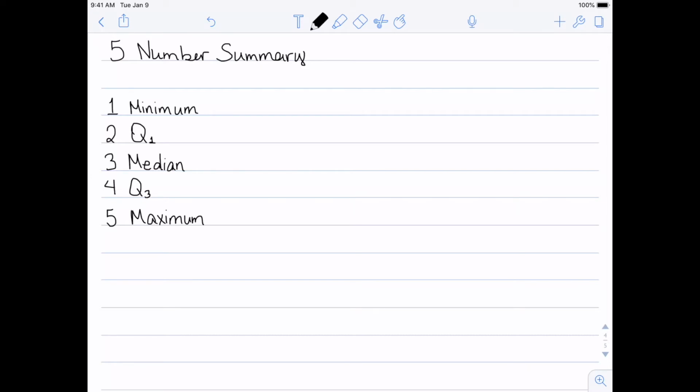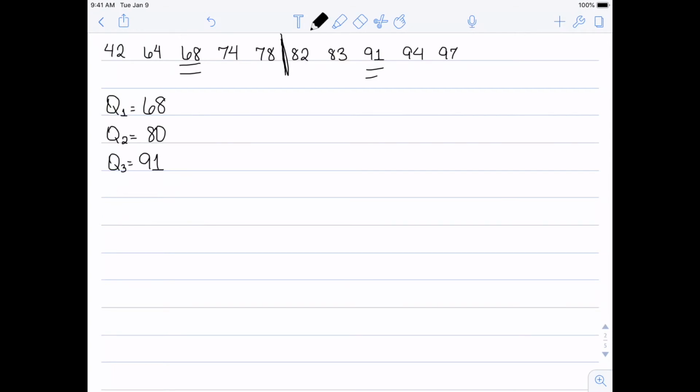So let's go back and look at our examples and see if we can get the full 5-number summary for them. Here was our first example where we found Q1 to be 68, Q2 to be 80, and Q3 to be 91. So we're missing 2 numbers for our summary, the minimum and the maximum. We can look at this data set and see that the minimum is 42 and the maximum is 97. So now we have the full 5-number summary for this data set.